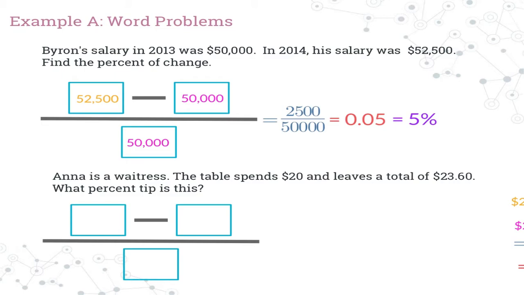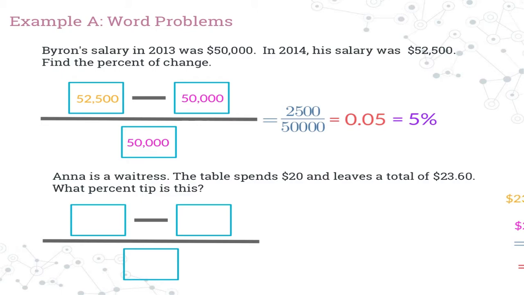The next question says Anna is a waitress. The table spends $20 and leaves a total of $23.60. What percent tip is this? So Anna wants to find out whether the table tipped her well or not, and that's good information to have if you are a waiter or waitress.